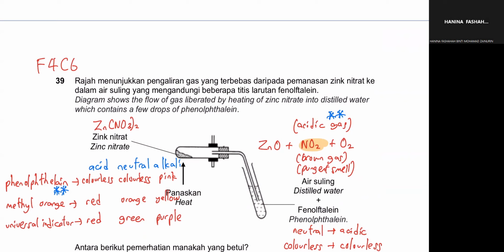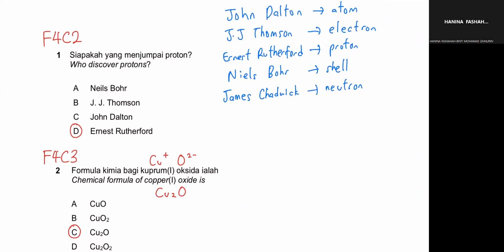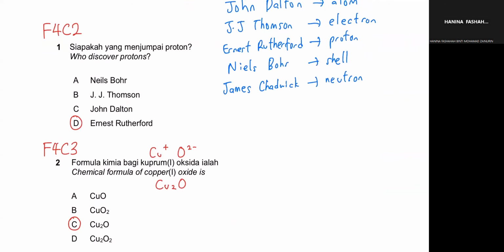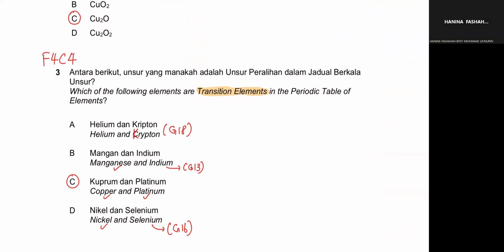What are the answers for 1 to 3? Oh, 1 to 3. Number 1 is D. Number 2 is C. Number 3 is C. Any more? No problem. Any more?